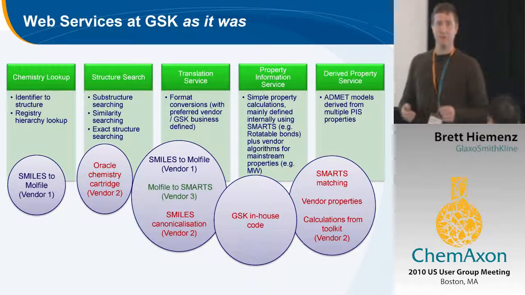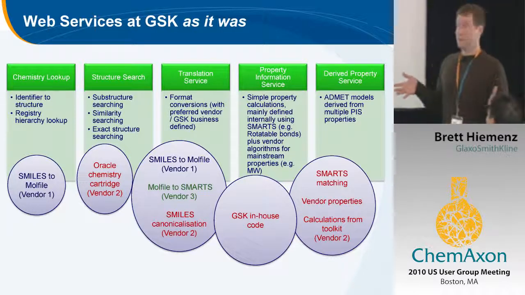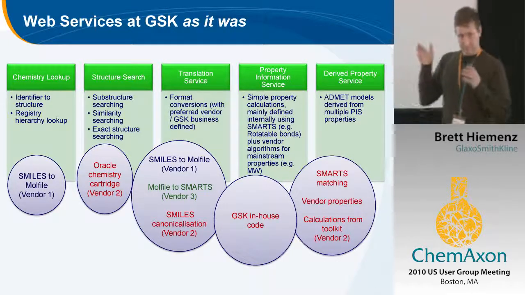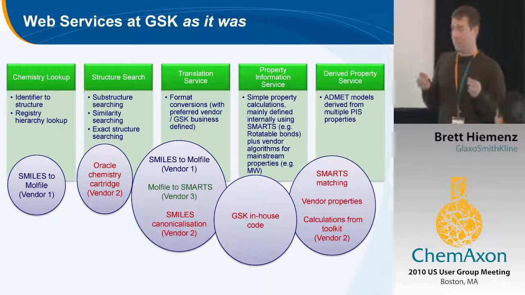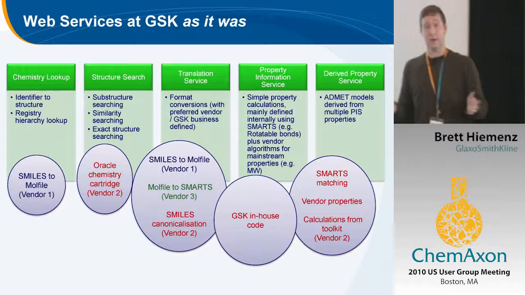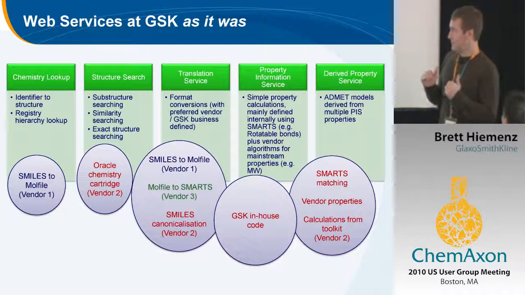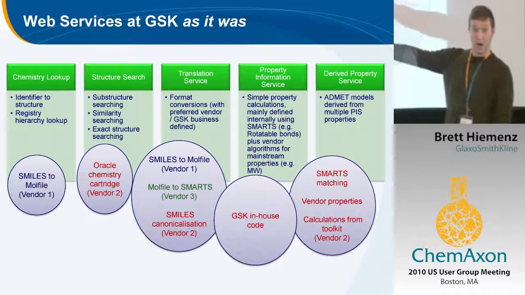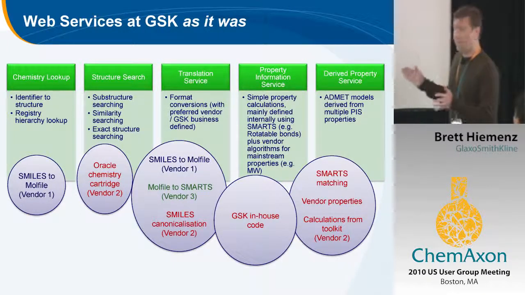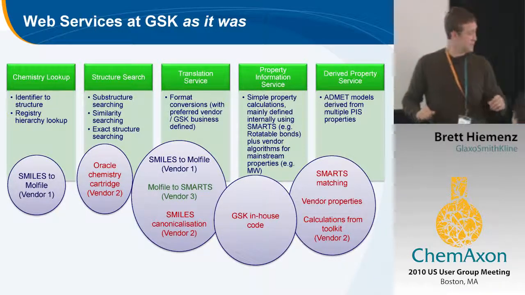I gave a presentation last fall that described our web services and how it was. And the top level hasn't changed very much. We have chemistry lookup, structure search, the basic capabilities, translation of one format to another, calculating simple properties, calculating complex properties, models, that kind of stuff. We kept that in place because that allows us to deal with the complexity of the stuff under the hood. Lots of different technologies, lots of toolkits, cartridges, for various reasons, have been used to satisfy these various services.